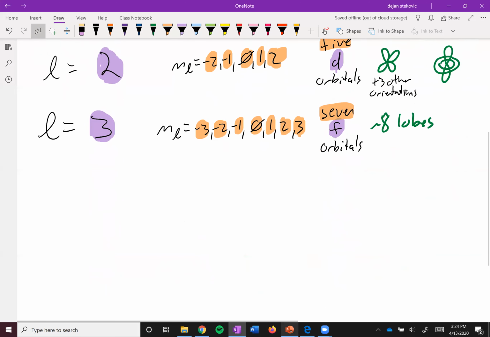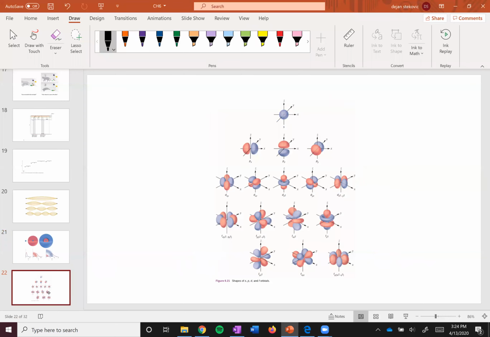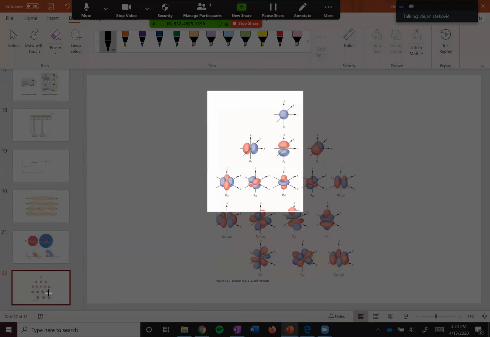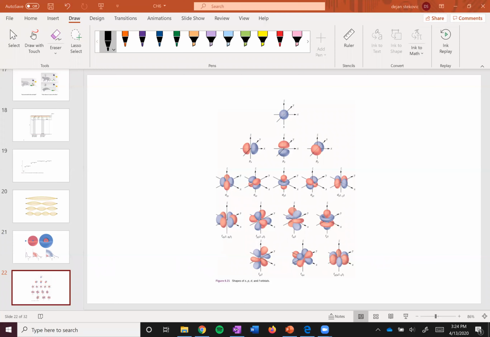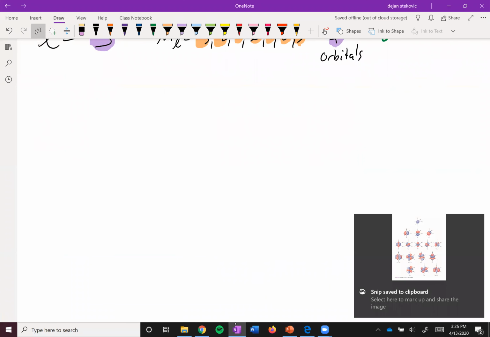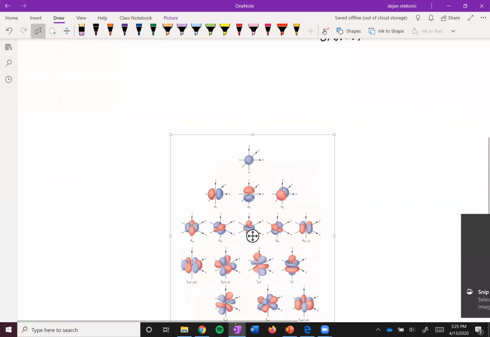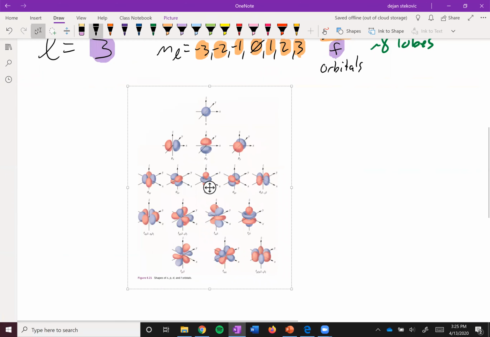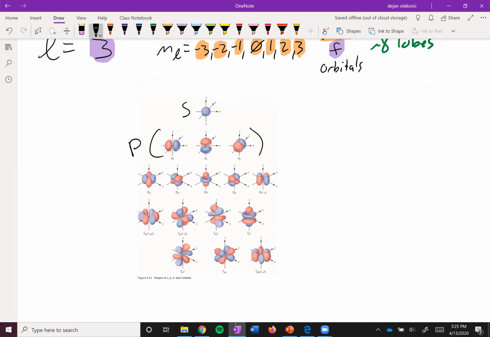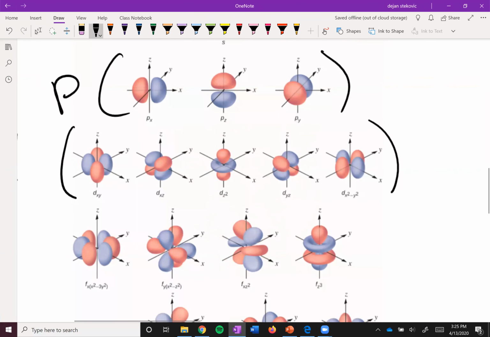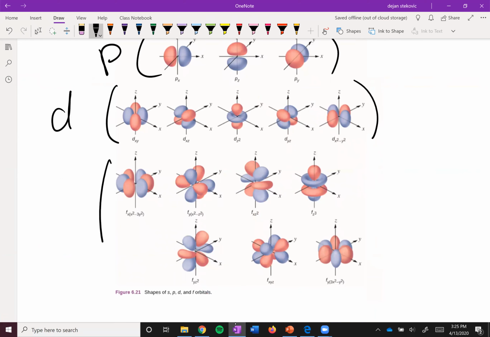So let's take a look at a nice picture of this. You can see all of your orbitals right here. This right here is your s orbital. Here are your 3 p orbitals. Here are your d orbitals. You can see they're kind of 4-leaf clover-esque. And then you've got the one in the middle with this Saturn ring thing here. And then you've got 7 f orbitals.